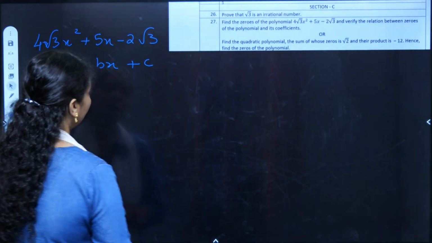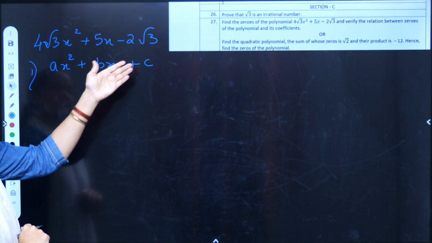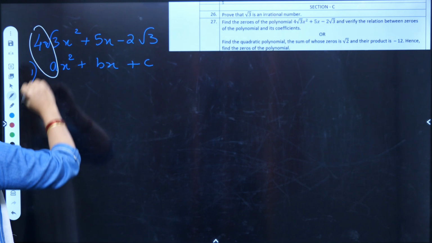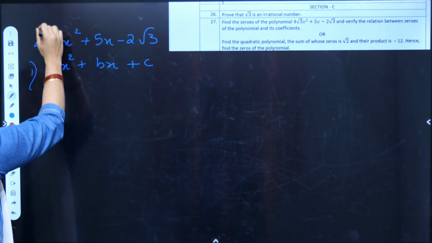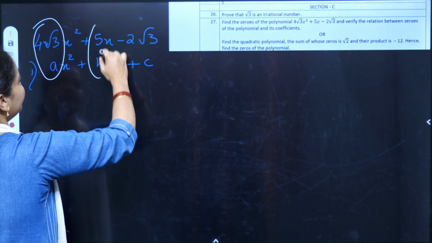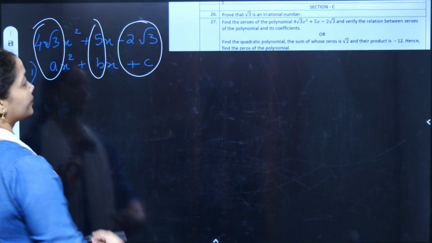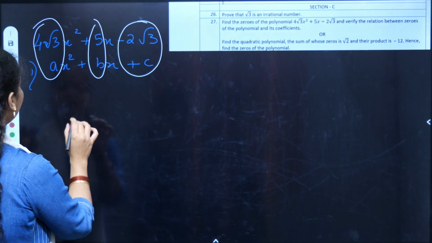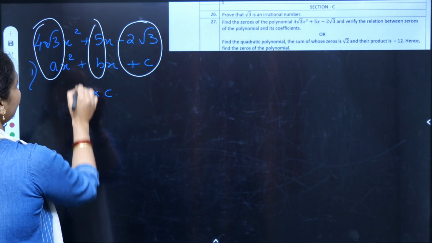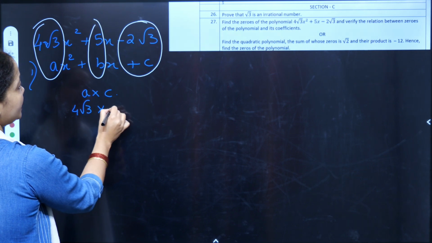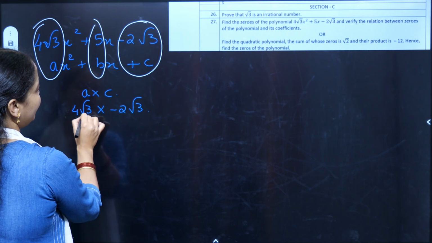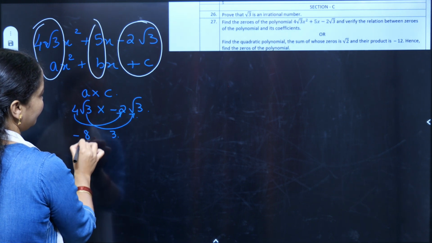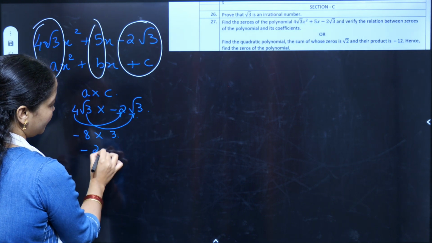So the general form of any polynomial is ax square plus bx plus c. Easily we can make out that a is 4 root 3, b is 5 and c is negative 2 root 3. Now, when I have to split the middle term here, I first multiply a and c. A is 4 root 3 into c is negative 2 root 3. When I multiply root 3 into root 3 it gives me 3, and 4 2s are 8, negative 8. So, negative 8 into 3 is negative 24.